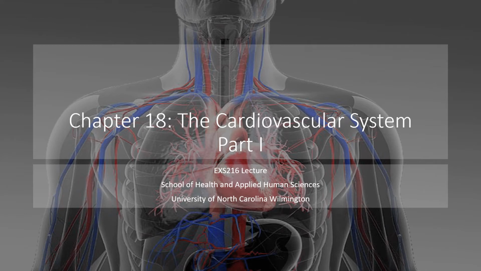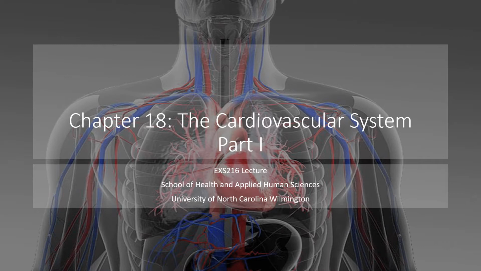Welcome to Chapter 18, the Cardiovascular System, Part 1 of 2. In Chapter 1, we learned that the cardiovascular system included the following structures and/or organs: blood, the heart, and blood vessels. We studied blood in Chapter 17. We will focus on the heart in Chapter 18.